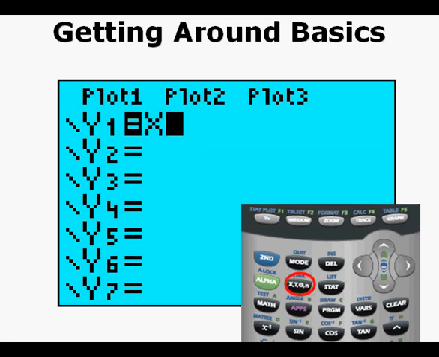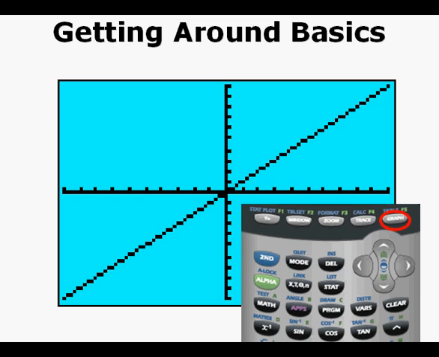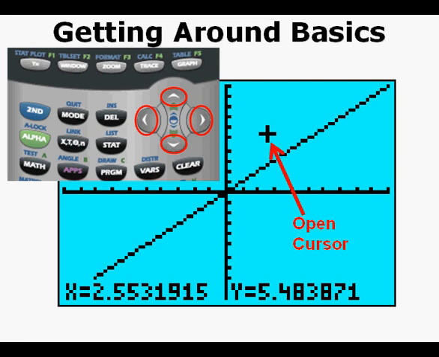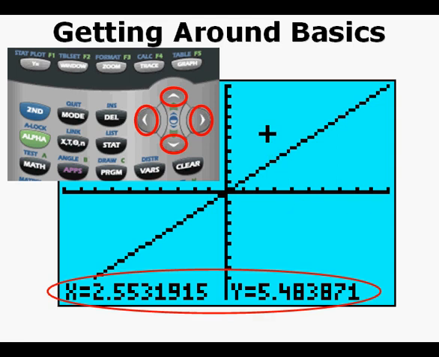To enter the variable x in the calculator, we find it here at the upper left next to the alpha key. And to graph the function y equals x that we entered, we press the graph key at the upper right of the keypad. There is an open cursor that we can access from here by just pressing the arrow keys up, down, right, or left. We see the x and y coordinates at the bottom of the view screen. They change as we move the cursor around.